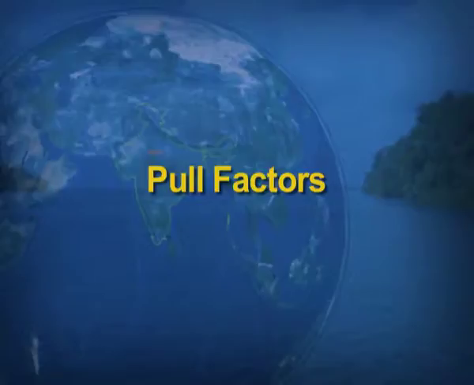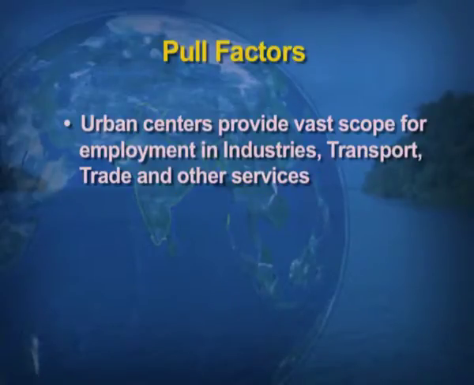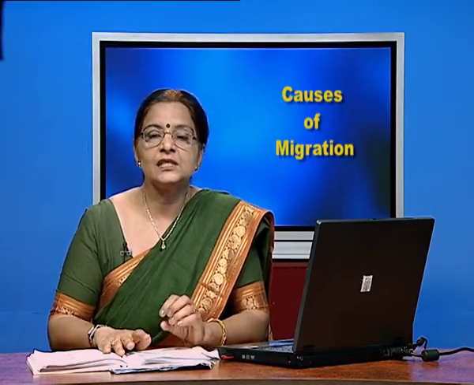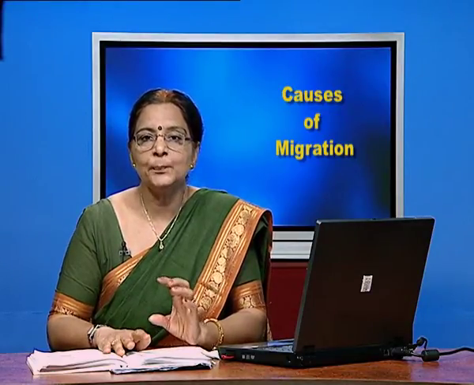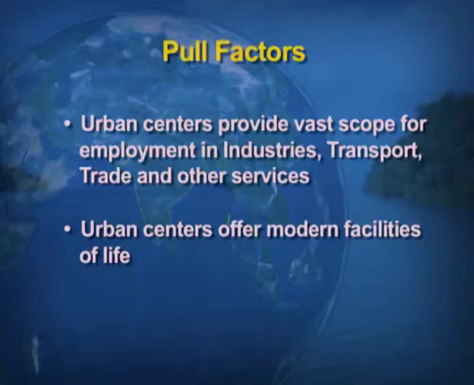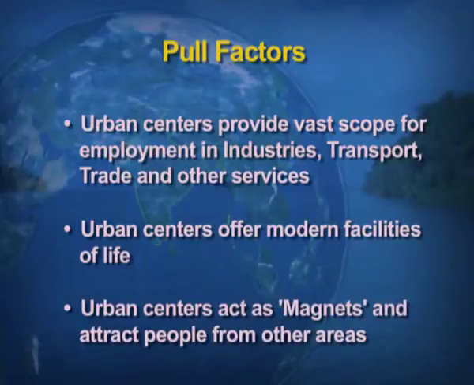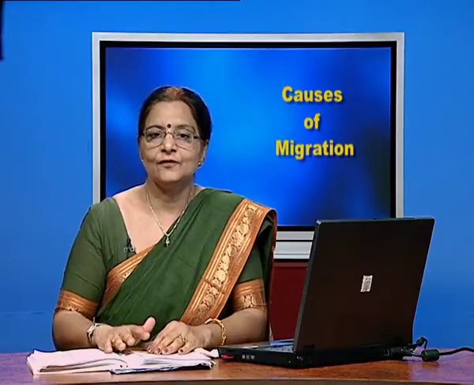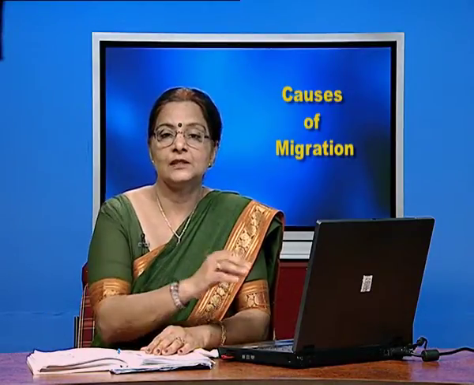As the term itself interprets, pulling means the urban centers provide vast scope for employment in industries, transportation, trade and other services. So when people get better opportunities of employment, that is a pull factor. Those areas pull the people towards their side. And the urban centers offer the modern facilities of life. This is also an attraction to the people. Urban centers act as magnets and attract the people from other areas. So when people get better opportunities or better facilities of life, all these factors are termed as pull factors.